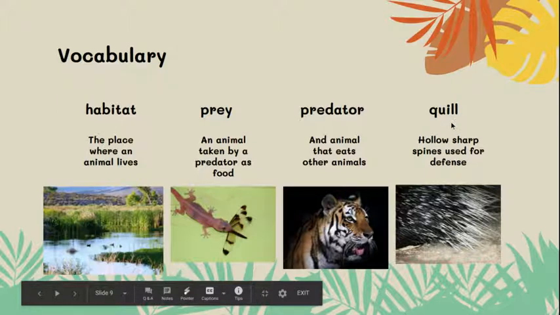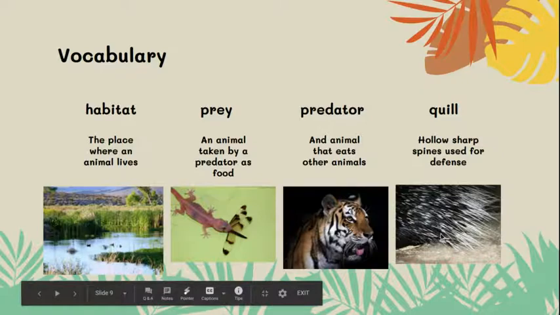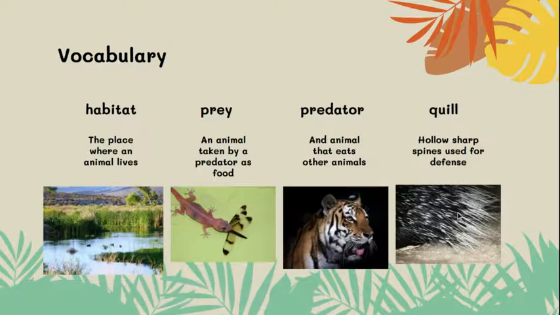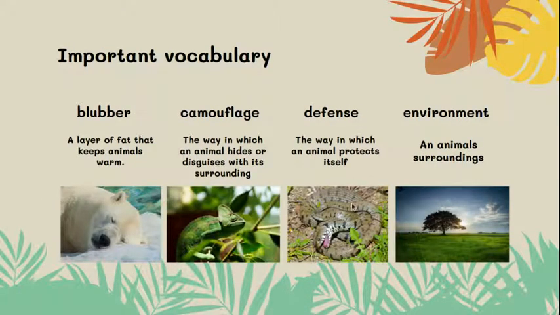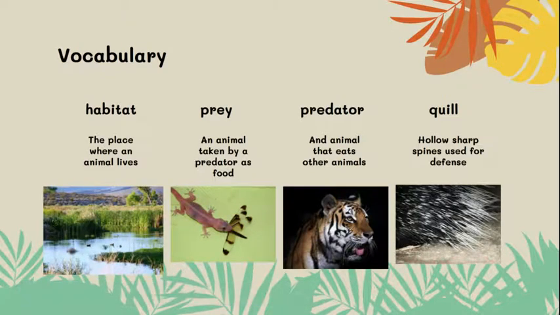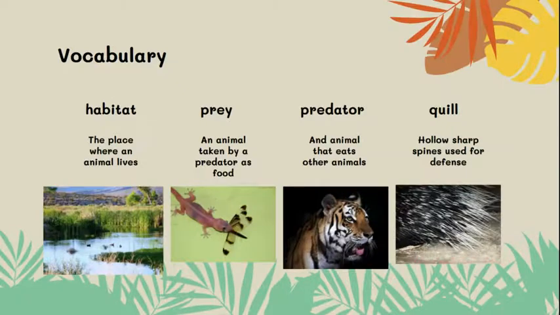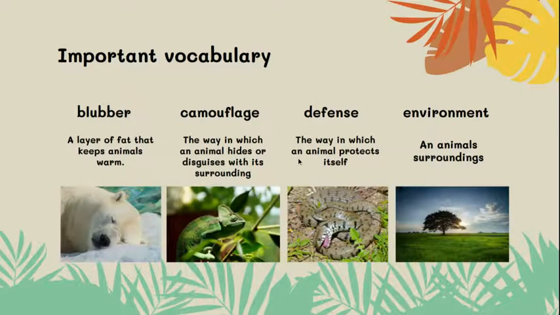And then the last vocabulary word is called a quill, and quills are hollow, sharp spines used for defense. So this is a defense tool that animals have. Some animals have quills. And remember, defense is when an animal protects himself. One way that they protect themselves is by having these quills on their body, and they're really sharp spines, so they would hurt someone.